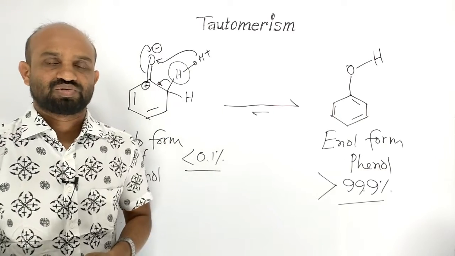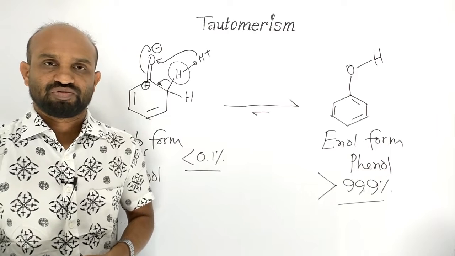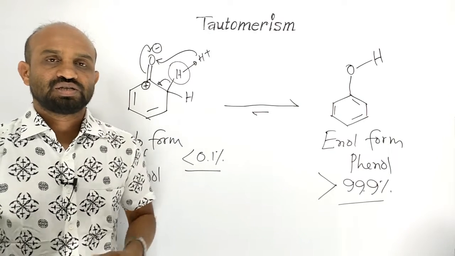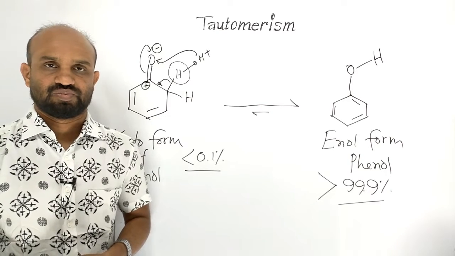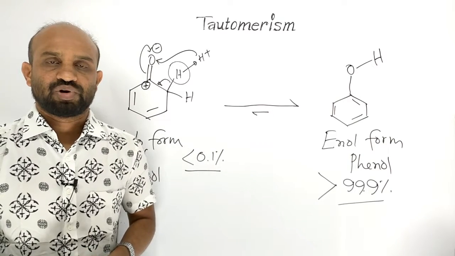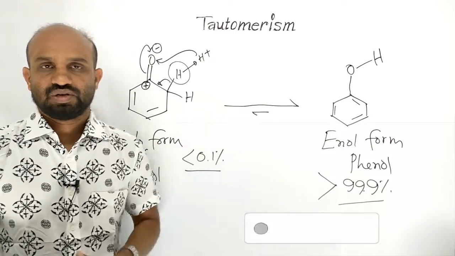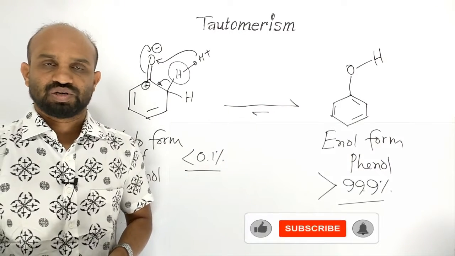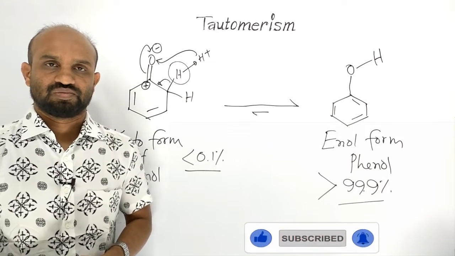This is all about tautomers. One compound with a particular functional group changes spontaneously to another compound with a different functional group, and both the compounds remain in dynamic equilibrium. Then the compounds are called tautomers, and the phenomenon is known as tautomerism.